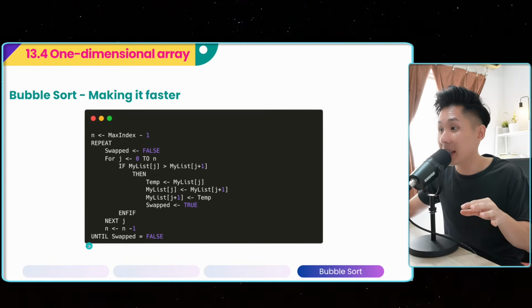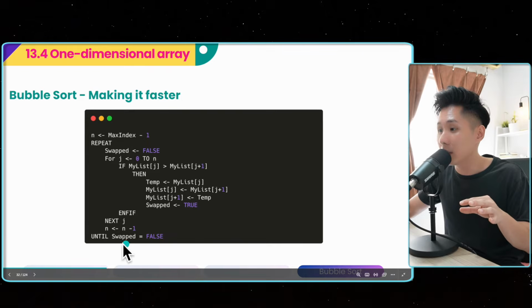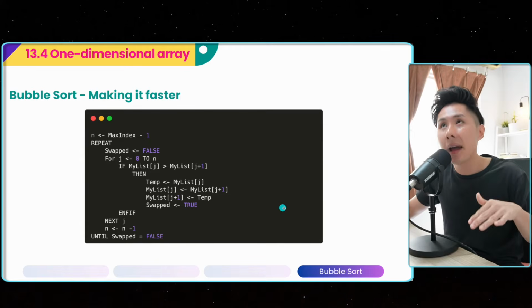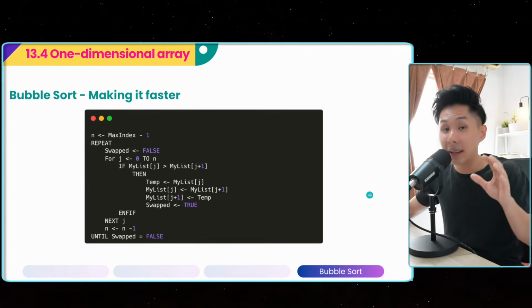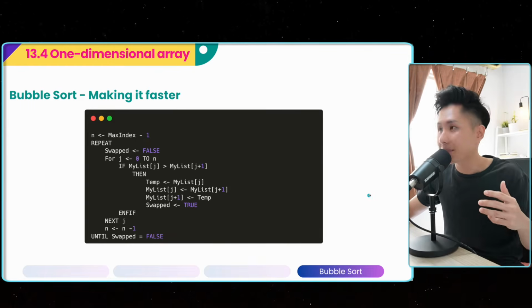Look, I'm using a repeat until. That means I'm repeating the whole chunk of code here until swap equals false, which means that this loop will stop after we find out that there's no swapping occurring in that iteration. So that's the essence of bubble sort.